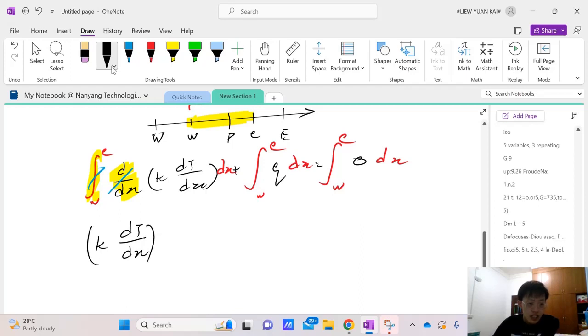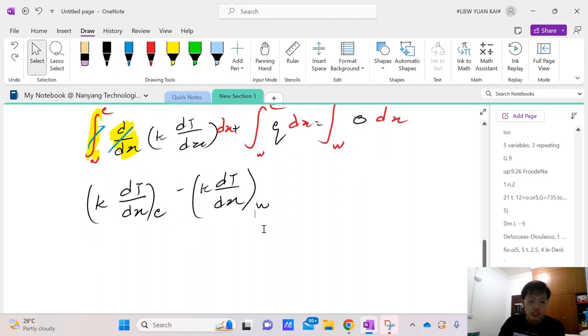Then we have this thing evaluated at east. Same thing evaluated at west. So you might ask me, well, what's this evaluated at east, evaluated at west? So it's basically just like normal integrals.